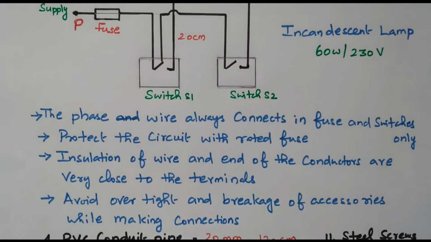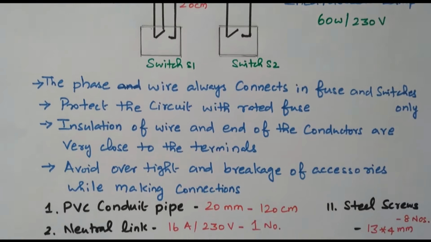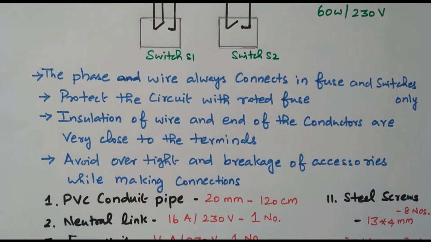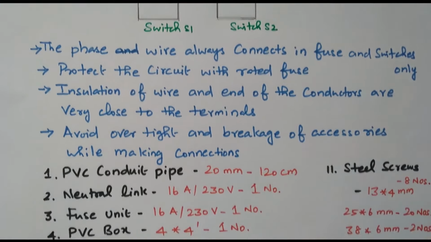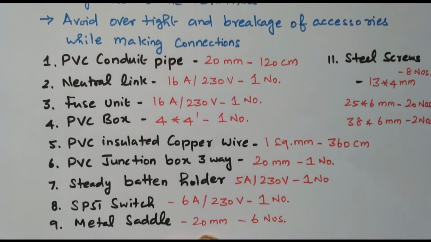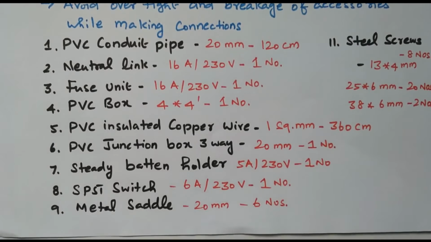Now we'll see what equipment and materials are needed for the connection of these two lamps controlled by two different independent switches. The PVC conduit pipe we already calculated, it is required 120 centimeter.